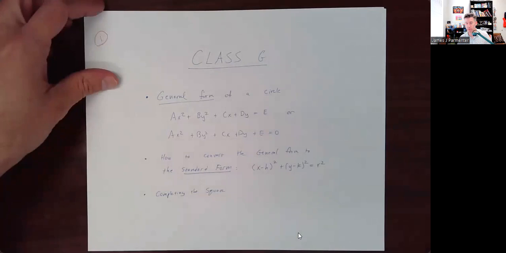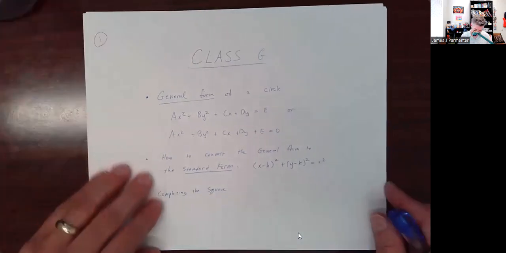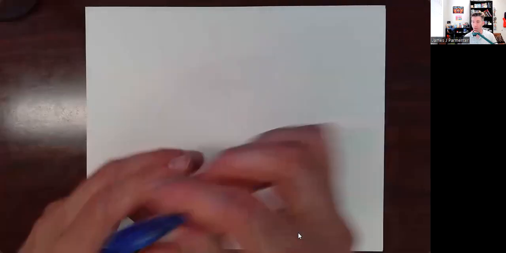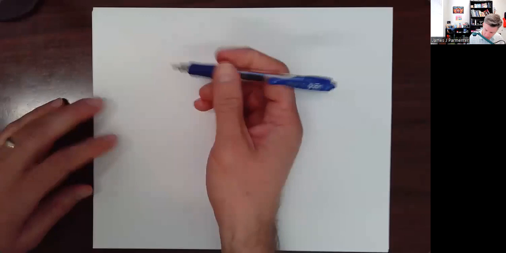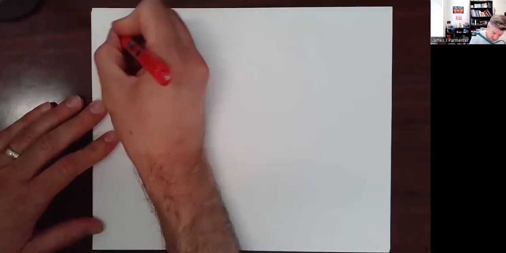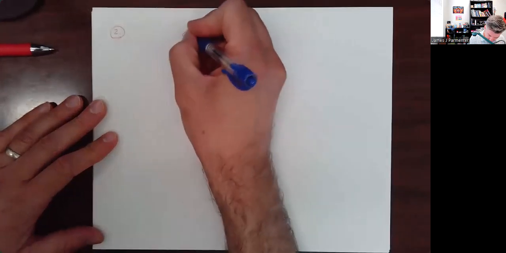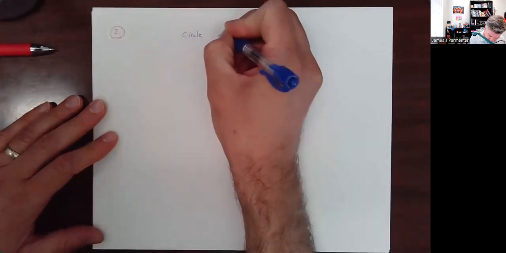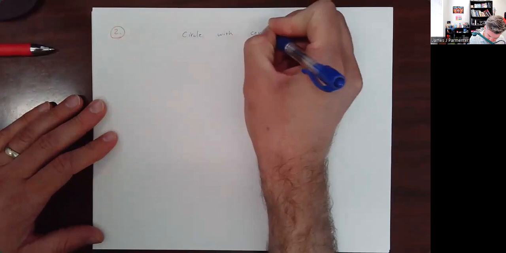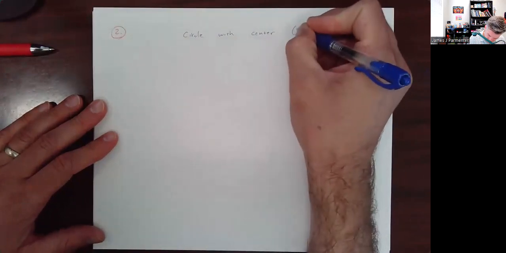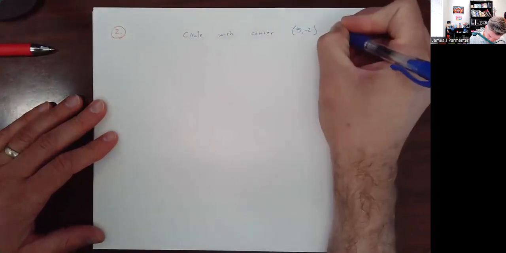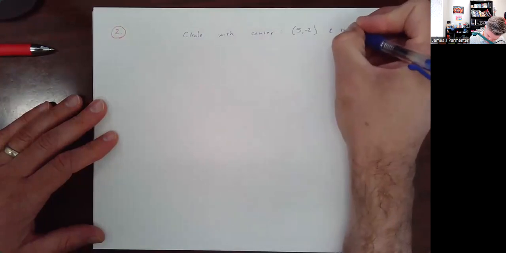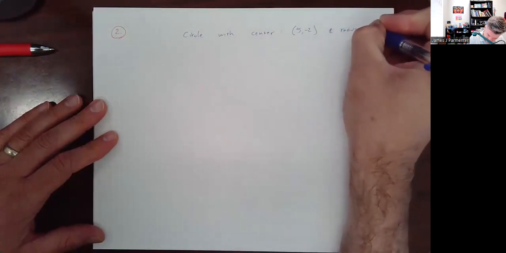So let's start off by working backwards. I'm going to start off with a nice regular standard form of an equation of a circle. Let's say we have the circle with center (5, -2) and radius of 3.